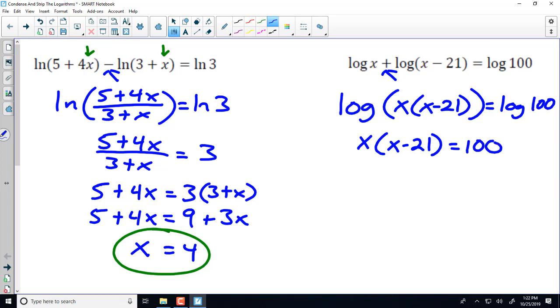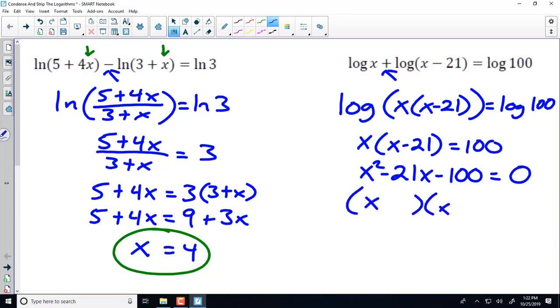So this is going to be x squared minus 21x, and then we subtract 100 from both sides. Get 0 over there, and then we try to factor this. We've got a plus and a minus. Oh, you know what? It's going to be plus 4 and minus 25. That should do it. So our two answers at this point are going to be x equals negative 4 and x equals 25.